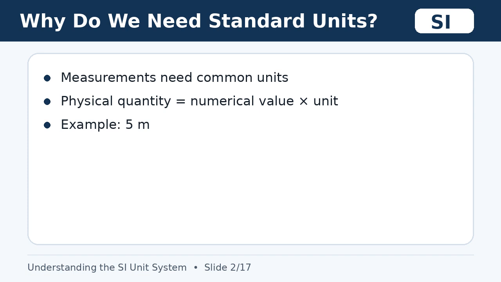Every physical quantity contains two parts, a numerical value and a unit. For example, in 5 meters, 5 is the numerical value, and the meter is the unit. Therefore, a physical quantity may be written as numerical value multiplied by unit. Without the unit, the number alone does not completely describe the measurement.